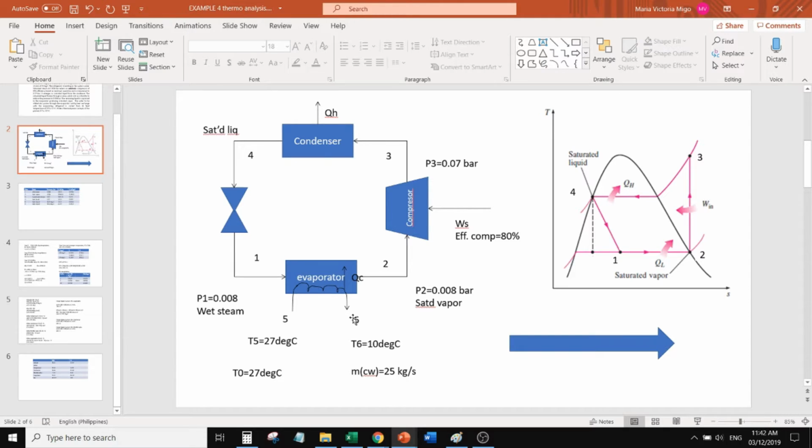So for cycles, you still have to get the work ideal from the start and the end of the process. But since it's a closed cycle, then you have to find a representative stream of the start and end of the process. Okay?